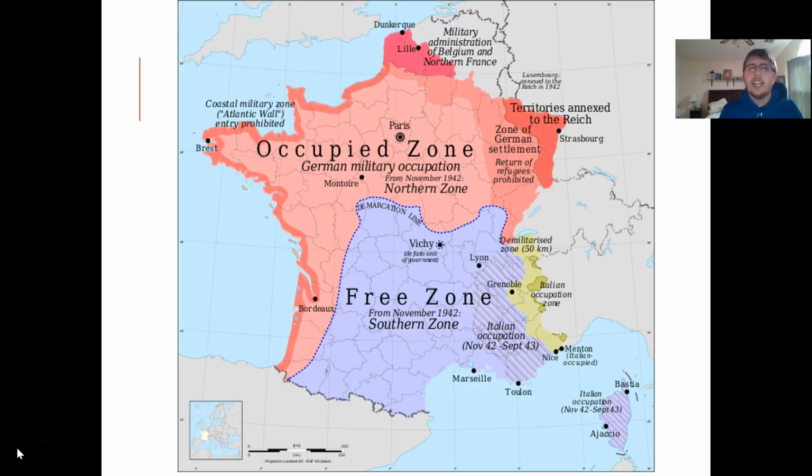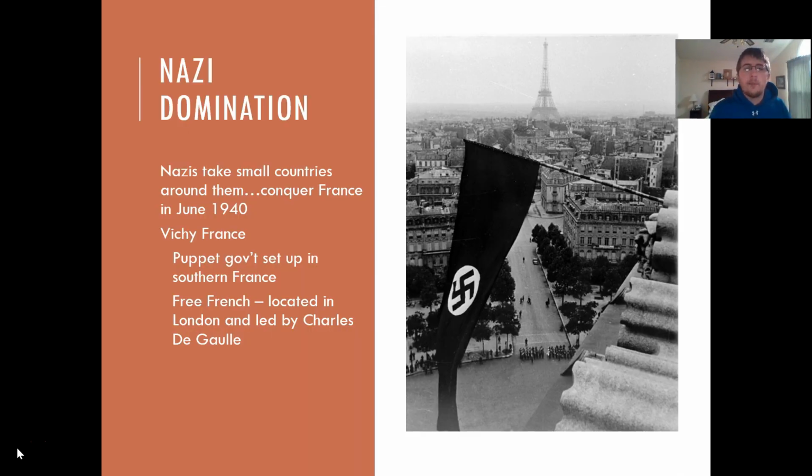And let's look at the map here. The blue or purple is Vichy. So the Nazis don't control that at all, but you have French people leading that area of the country who are collaborating with the Nazis. They're basically saying, okay, we'll do what you want, just don't kill us. And Hitler kind of lets that zone be. Everything else in the red is occupied by the Germans.